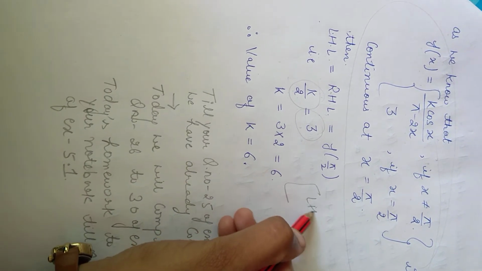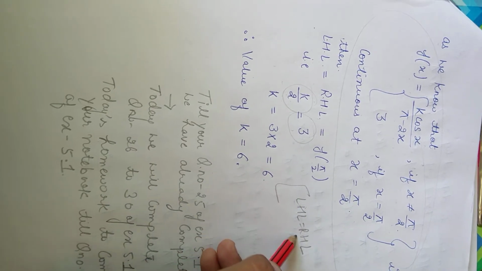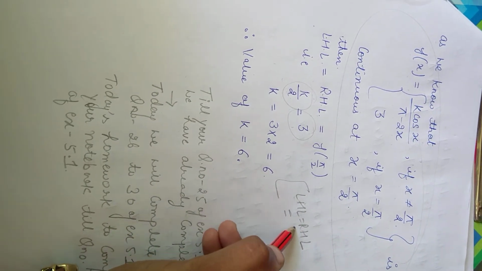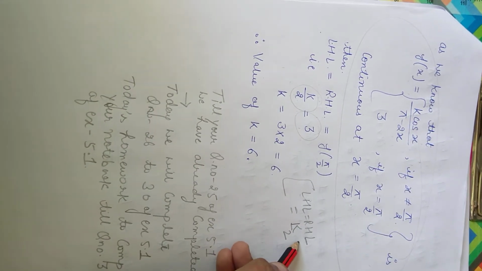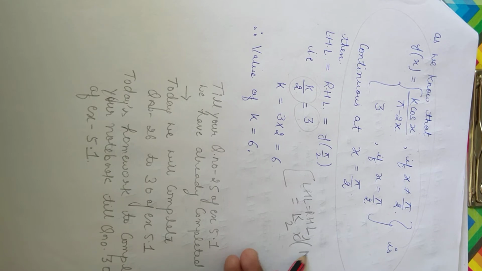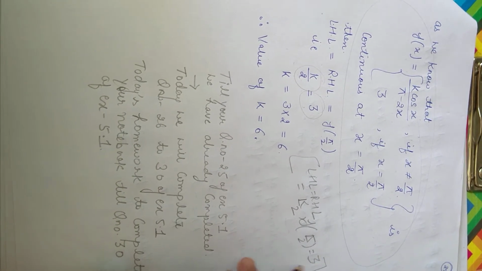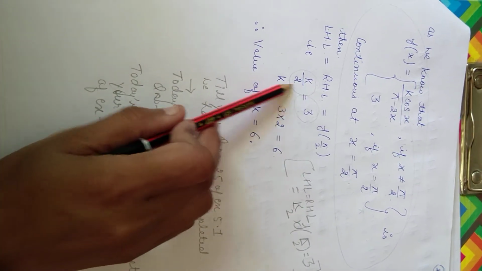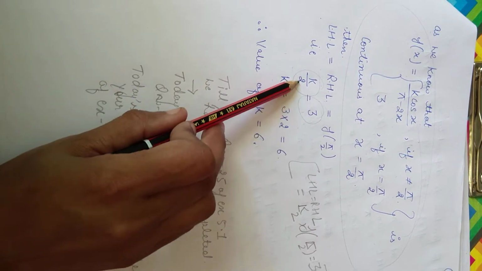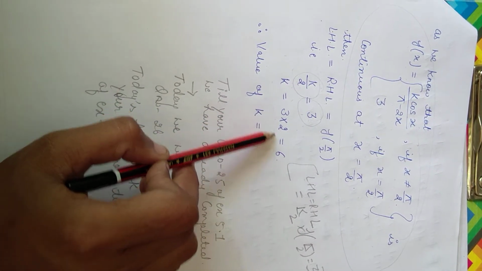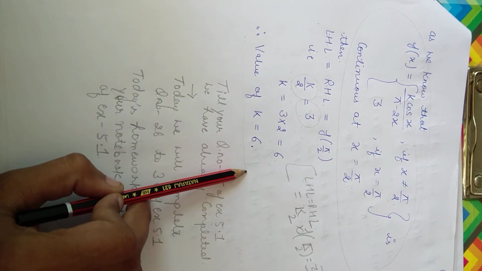I have written this because LHL was equal to RHL, and that value was k by 2, and my f of pi by 2 value is 3. So because of this I have written the statement that k by 2 is equal to 3. Now k value will go this side, so 3 into 2, that is 6, and finally the value of k is equal to 6.